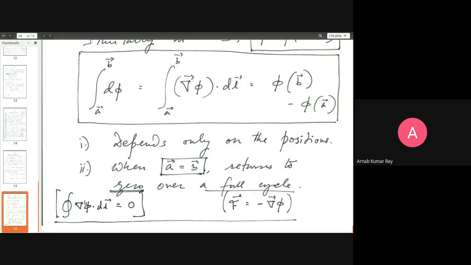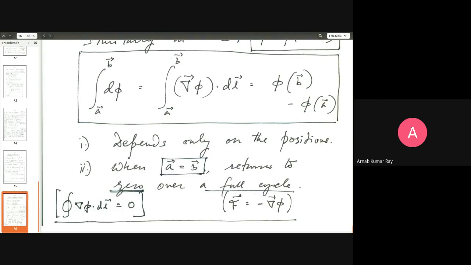So the vector arrow should be here. The gradient of phi dot dl, closed loop integral, will give you 0. And note also something: if you are working with a conservative force, then a conservative force can be written as the negative gradient of a potential function. If it is written as the negative gradient of a potential function, work done over a closed loop of a conservative force field is equal to 0.